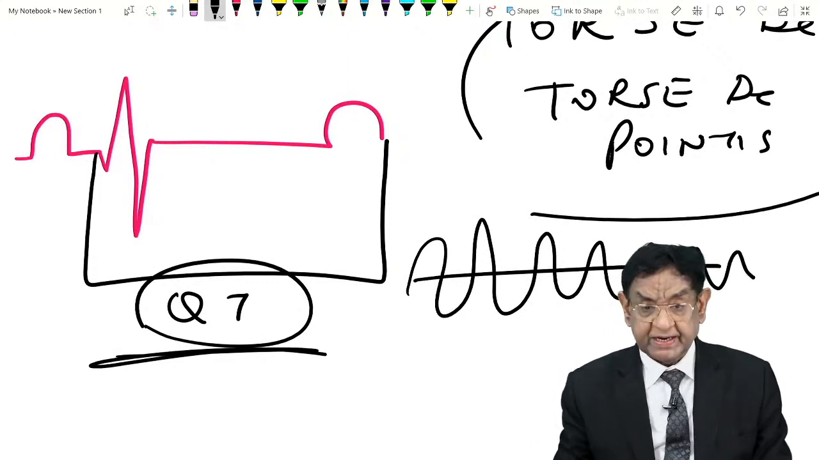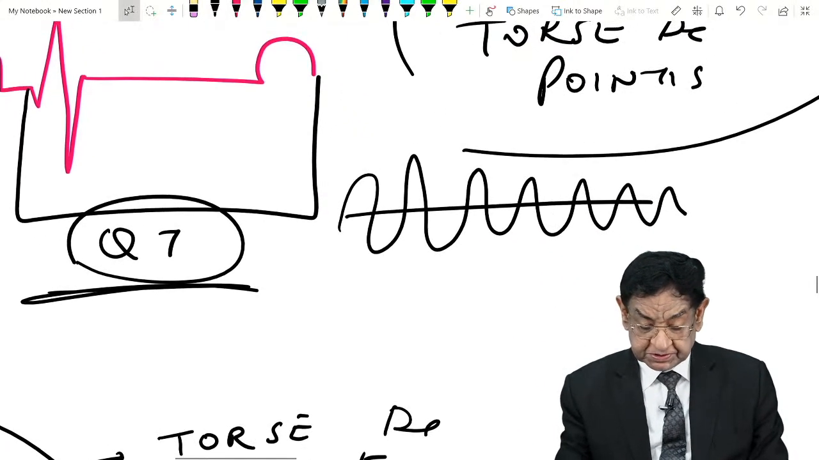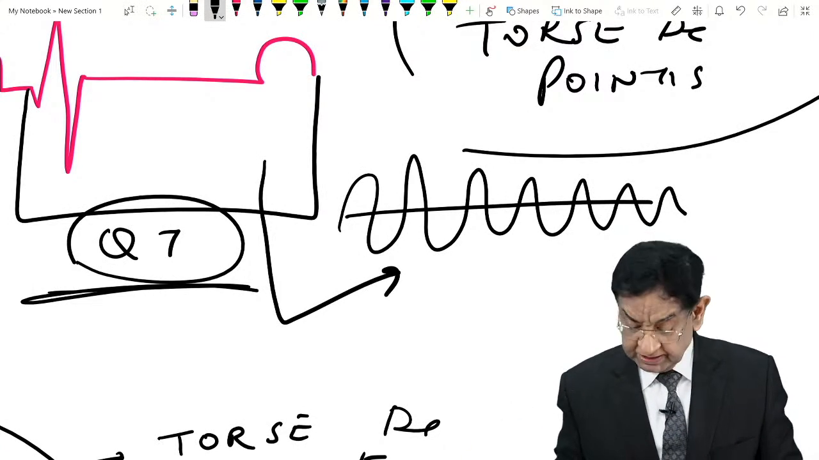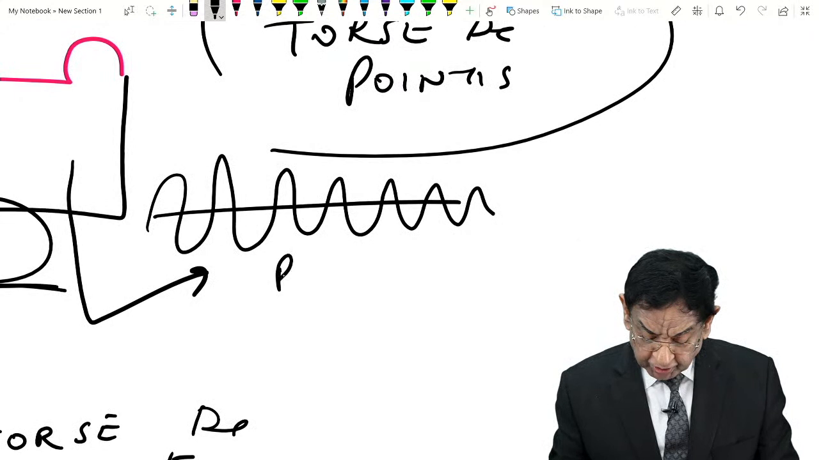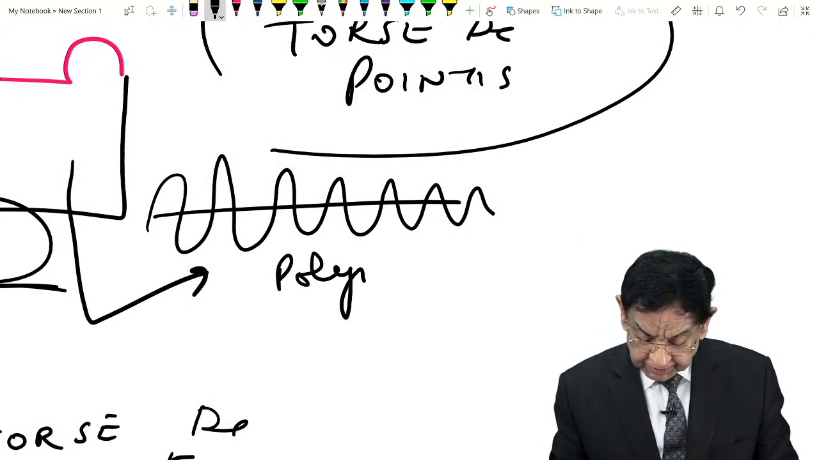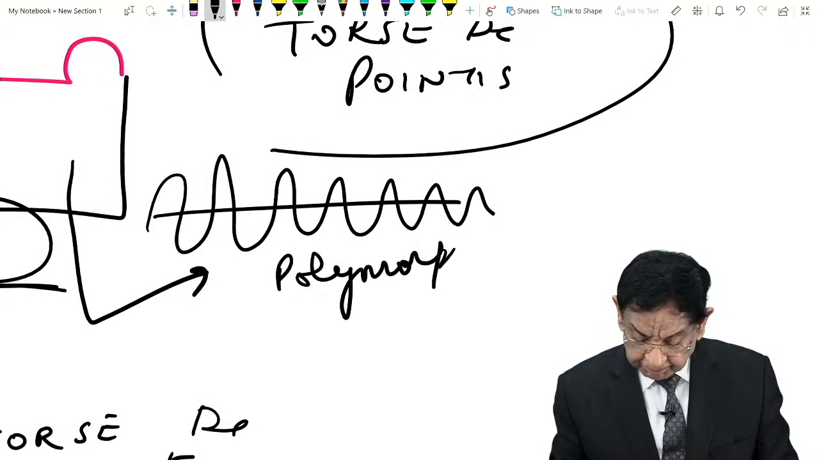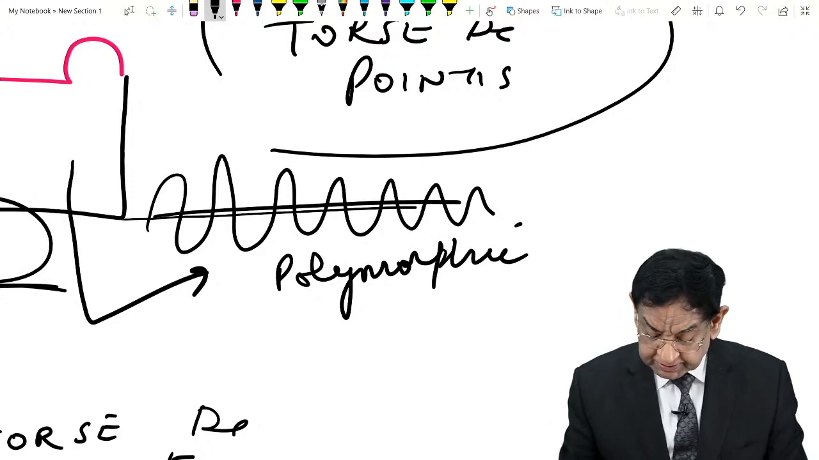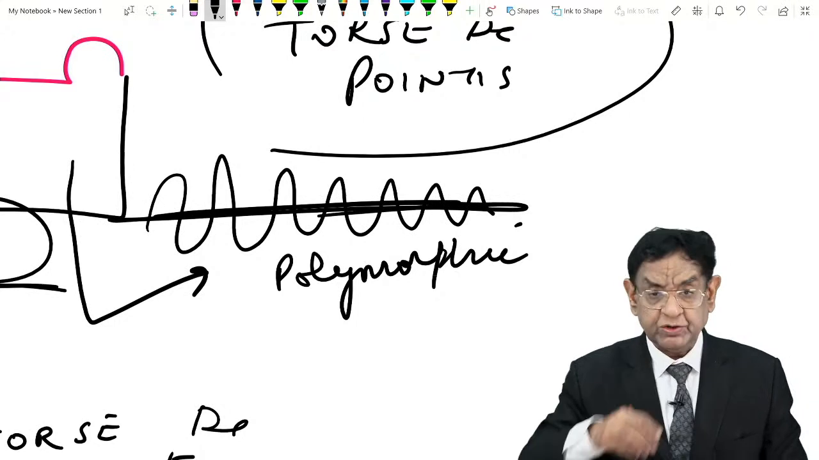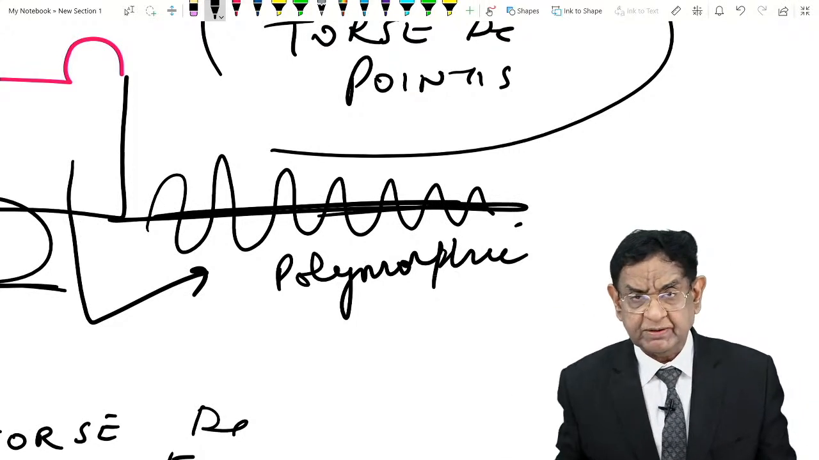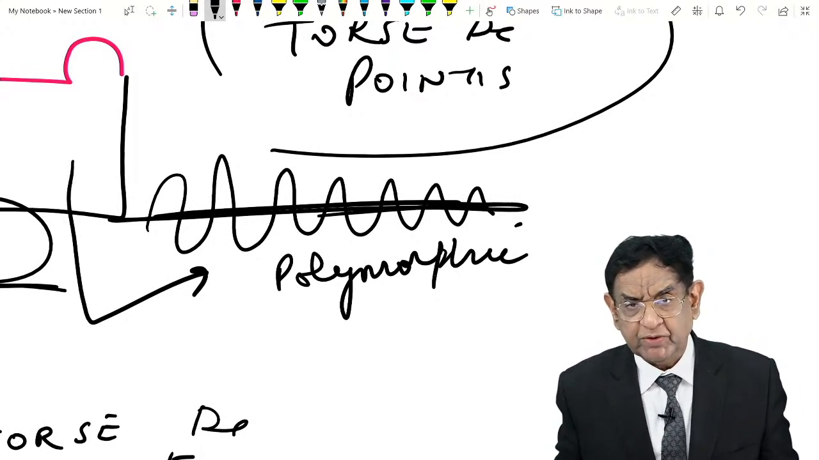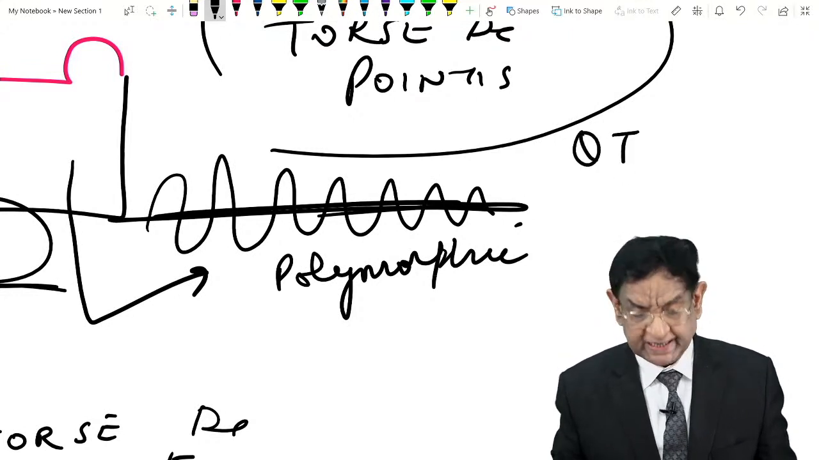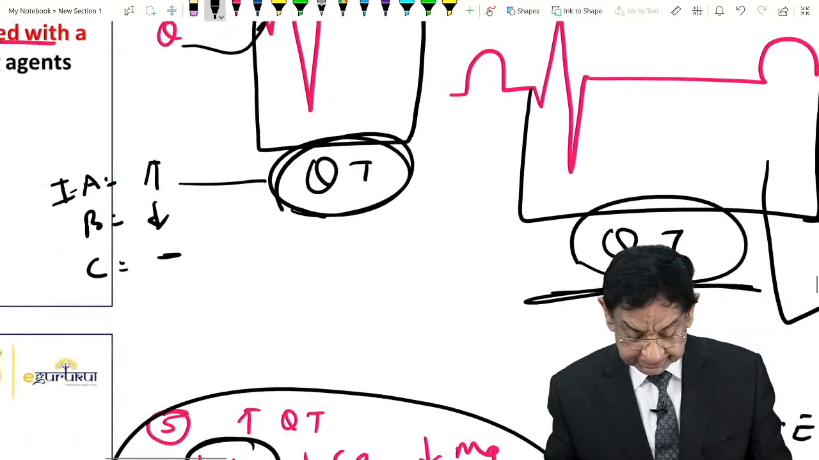This ECG will become like this. Look into this, I'll show you the picture in the coming slides. This is the so-called polymorphic ECG. It twists around the baseline of the ECG. Polymorphic ECG twisting around, and this is all due to prolonged QT interval. Okay.